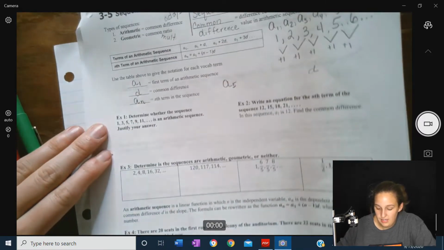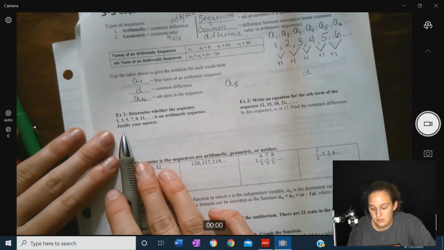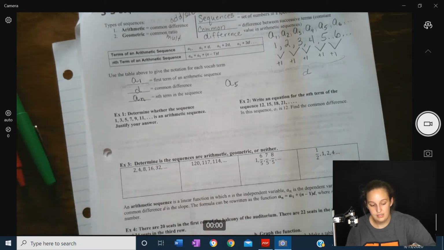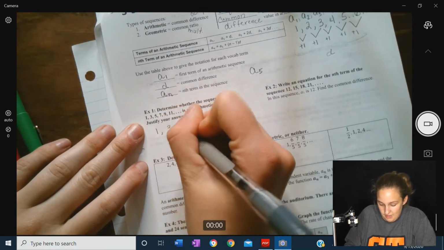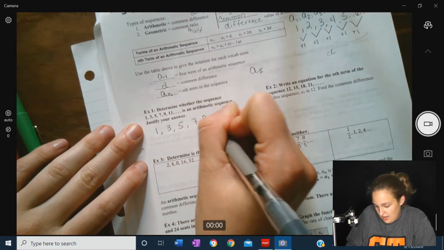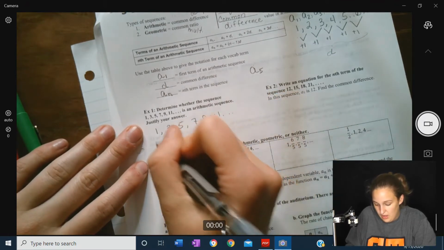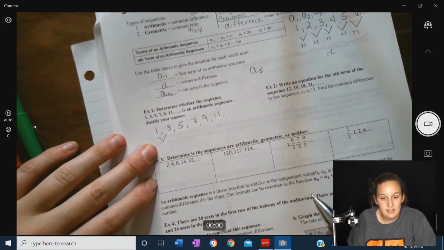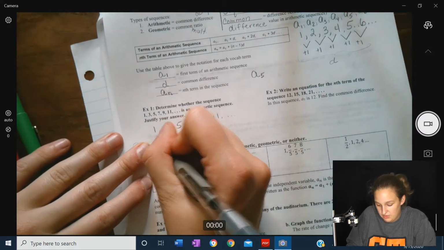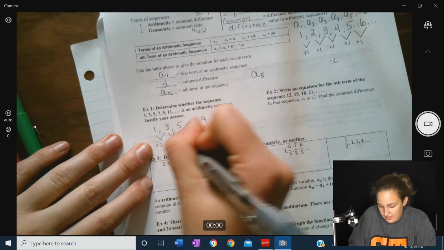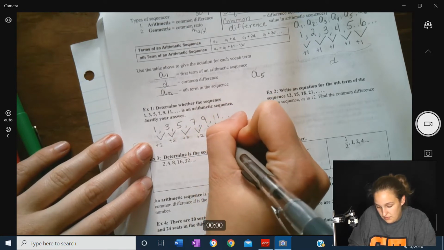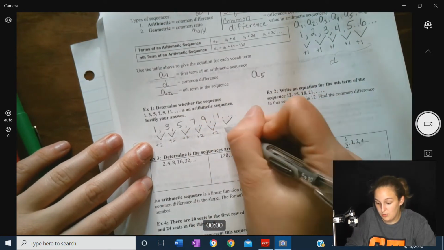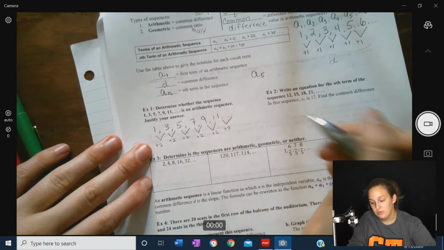All right, so down here, I want you to determine whether the sequence is an arithmetic sequence, and then explain why or why not. So over here, we have 1, 3, 5, 7, 9, 11, and it keeps going. So what's the difference here? Well, you add 2. What about over here? Adding 2. Each time you add 2, such that you could predict what the next one would be if you added 2.